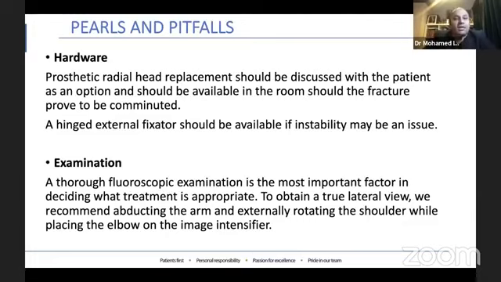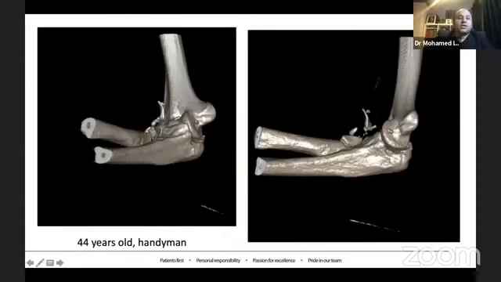A thorough fluoroscopic examination is the most important factor in deciding if your treatment is appropriate. If there is incongruency at the end, that's an incongruent joint. A congruent joint would be congruent at all time points. To obtain a true lateral view, you have to abduct the arm and externally rotate the shoulder while placing the elbow on the image intensifier. Sorry, I don't have a picture of the ideal lateral elbow X-ray.